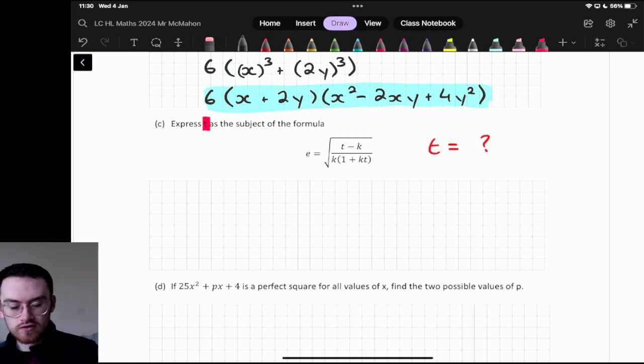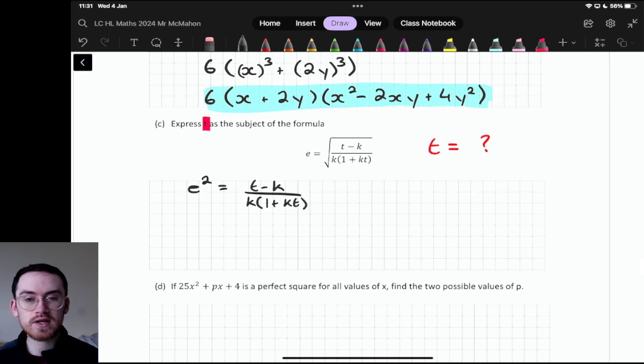So we're going to start off by kind of undoing, I suppose, everything that's happening to the t's on the right hand side here. So let's start by squaring both sides. So we're going to get e squared is equal to t minus k over k by 1 plus kt. Okay, the reason we're squaring both sides is to get rid of that square root. So it eliminates the square root on the right hand side, and then on the left hand side we end up with the e squared.